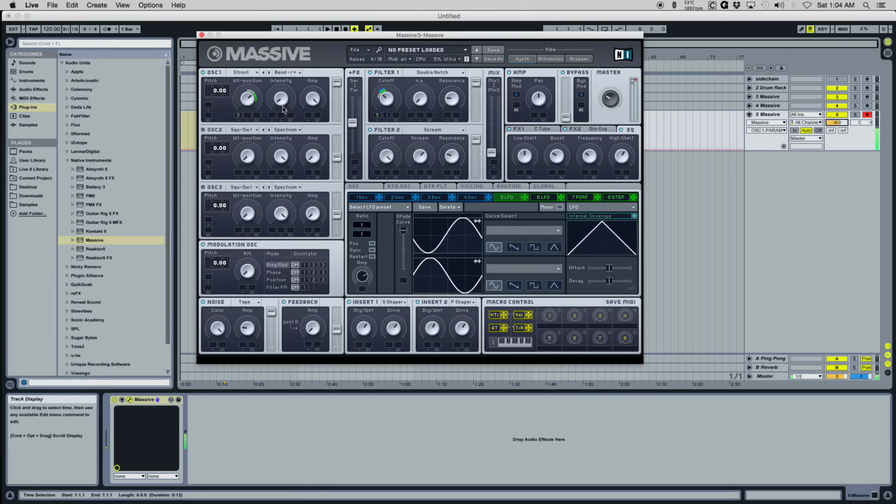The intensity, you can leave it wherever you like. I suggest leaving it on the negative side because it's going to emphasize the low end frequencies there.